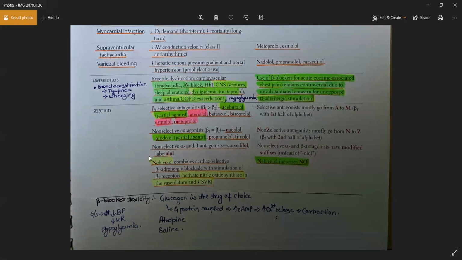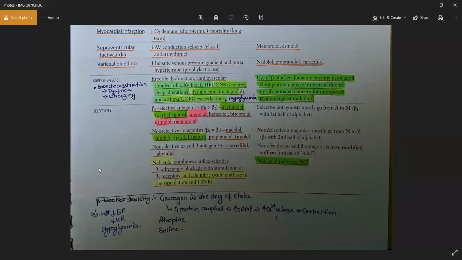Okay, and one more thing, if beta blocker toxicity occurs, what drug will you use? You will use glucagon, because glucagon also functions with cyclic AMP. If you remember the action of glucagon, it works through the Gs protein. Remember the Gs protein, so that it can activate cyclic AMP. So the mechanism of glucagon as well as the beta receptors, they are both the same.